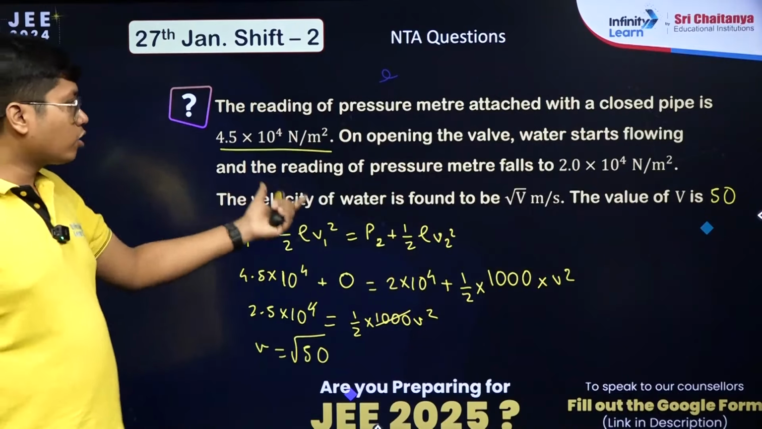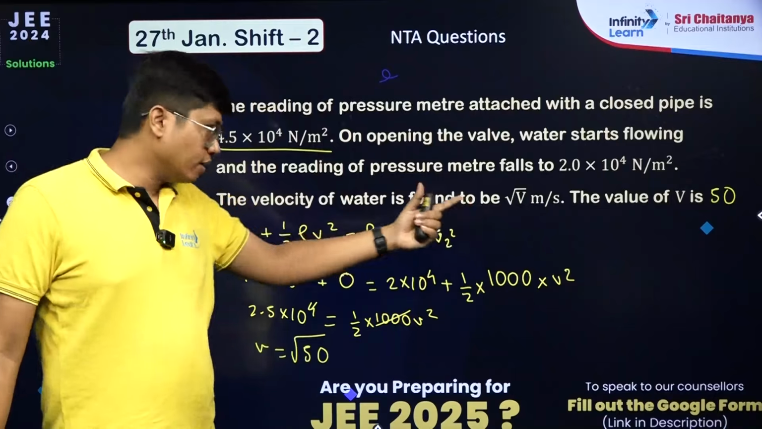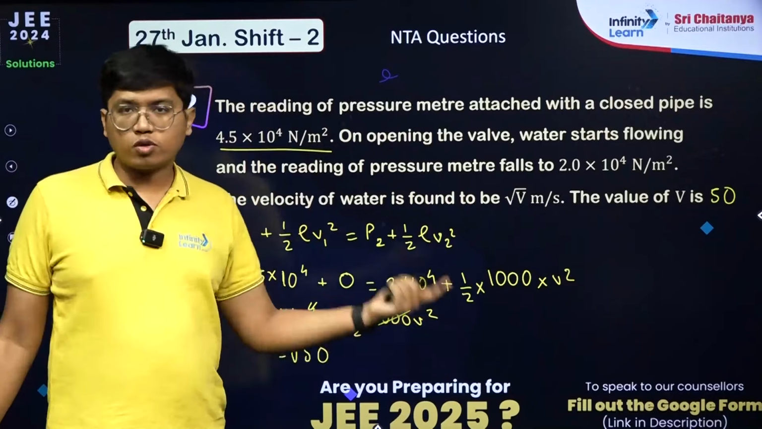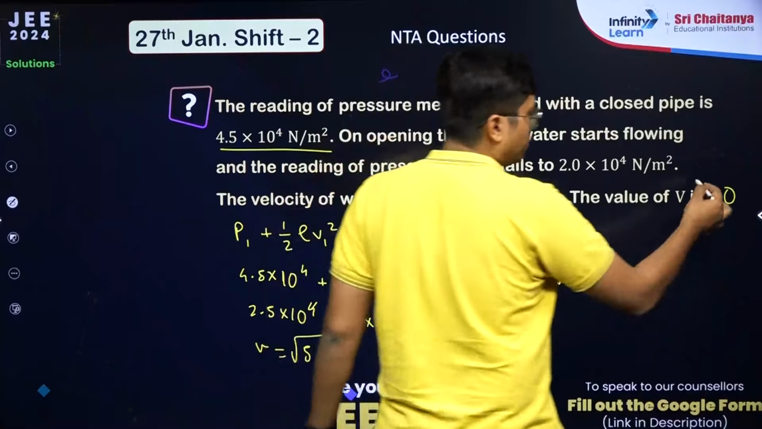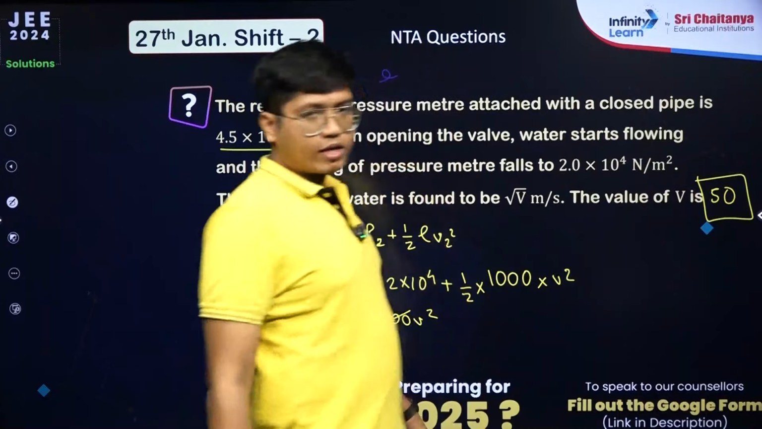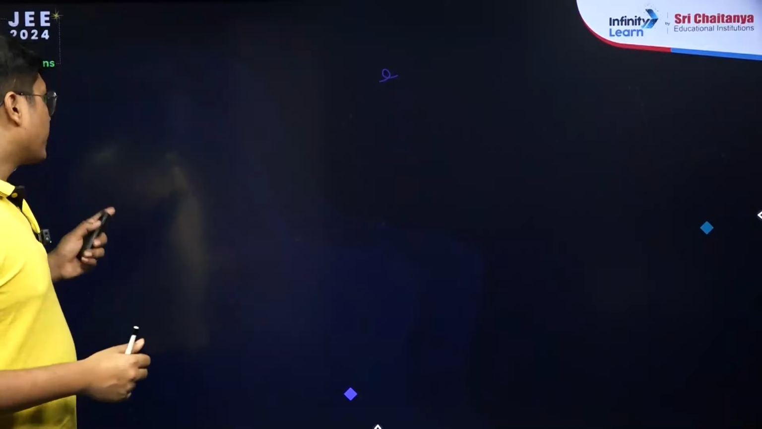We have to represent the velocity in terms of root over of capital V. So that is 50, because it is root over of 50 here. That is the velocity. Okay. So I'll just box it up. So this becomes clear what the answer is. So let's move to our next question.